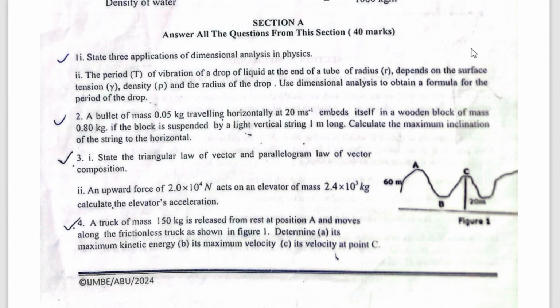Hello student, in today's video we are going to be looking at physics paper 1 question number 2, which says: a bullet of mass 0.05 kg traveling horizontally at 20 meters per second embeds itself in a wooden block of mass 0.80 kg. If the block is suspended by a light vertical string 1 meter long, calculate the maximum inclination of the string to the horizontal.